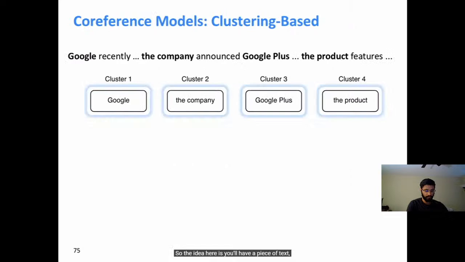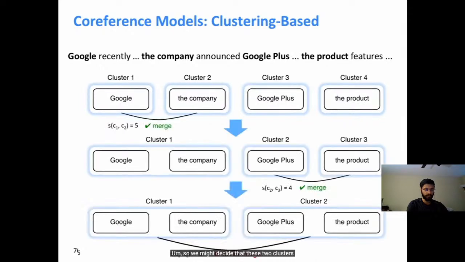So the idea here is you'll have a piece of text: Google recently, blah, blah, blah, the company announced Google Plus, blah, blah, blah, the product features, blah, blah, blah. And so you have here some mentions. What you're going to do is start off saying that there are these 4 mentions that are each their own cluster. And then we're going to make some decisions.